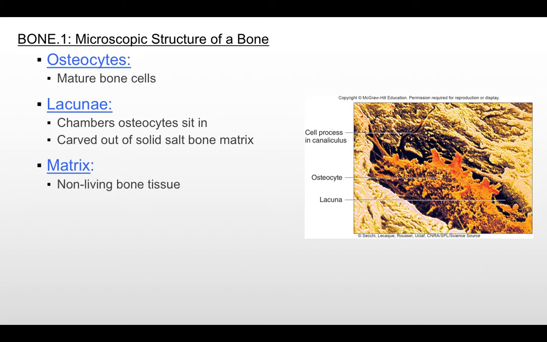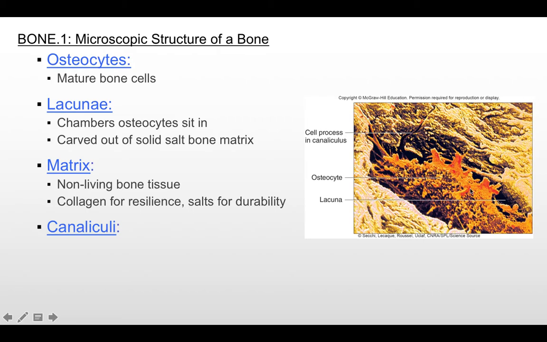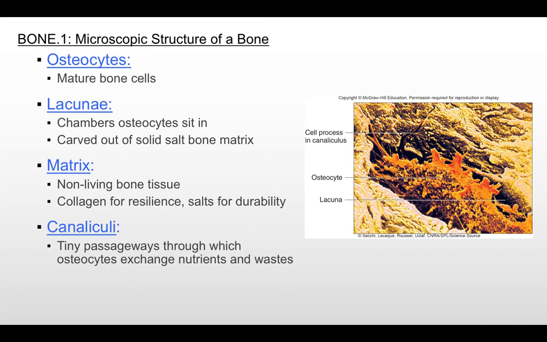The matrix is what we call all of that non-living bone tissue. It has a little bit of collagen to keep it bouncy, but most of it is comprised of salts, primarily calcium, to keep its strength. Lastly, if these cells were just sitting in a carved out chamber without any sort of connections to other cells, they would not have the ability to transport nutrients or communicate with other cells, and so they would die very quickly. And so canaliculi are these tiny passageways that osteocytes use to shuttle oxygen, carbon dioxide, water in between one another.